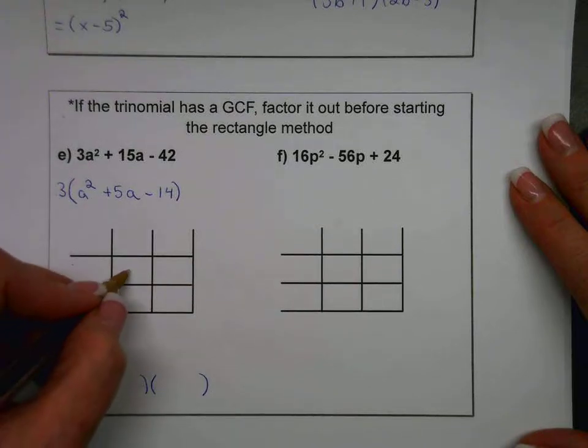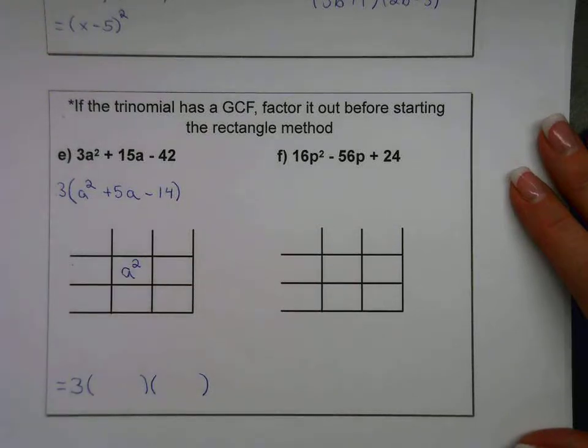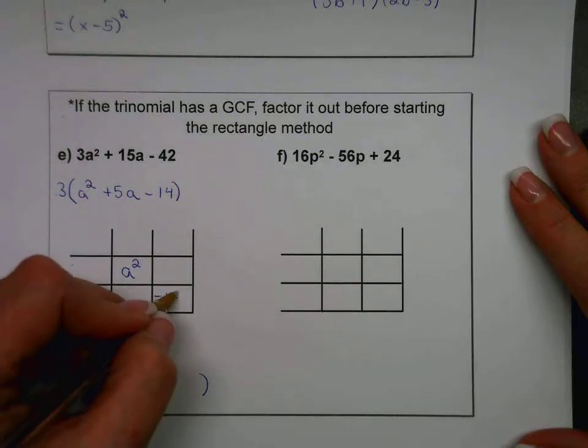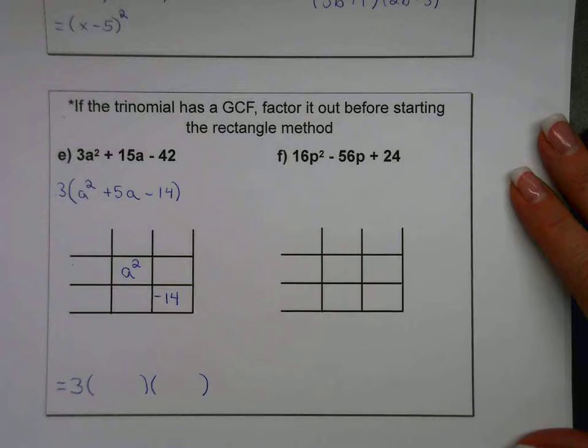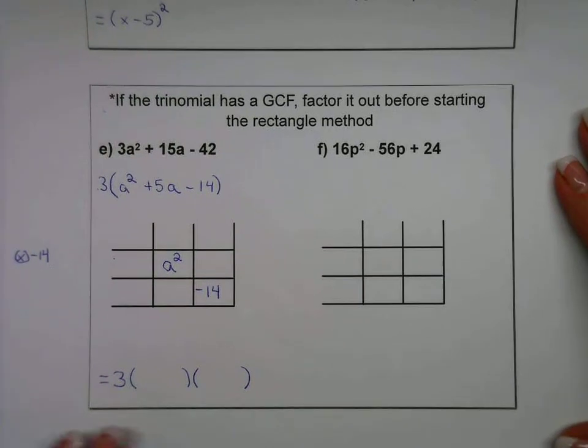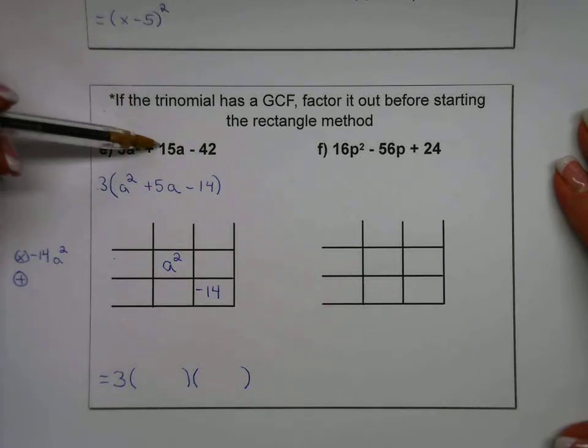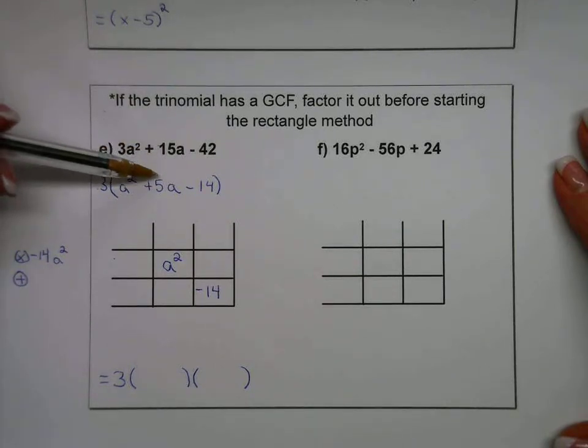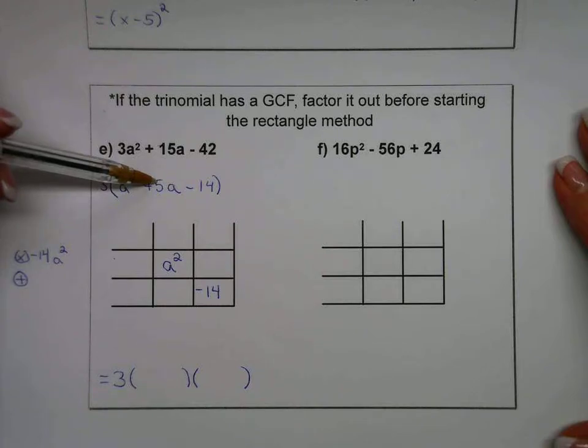I place just the a squared in the large square tile box. I place the negative 14 in the small square tile box. The product of those two is a negative 14a squared, and the addition part doesn't come from the original middle term anymore. It comes from my factored step.